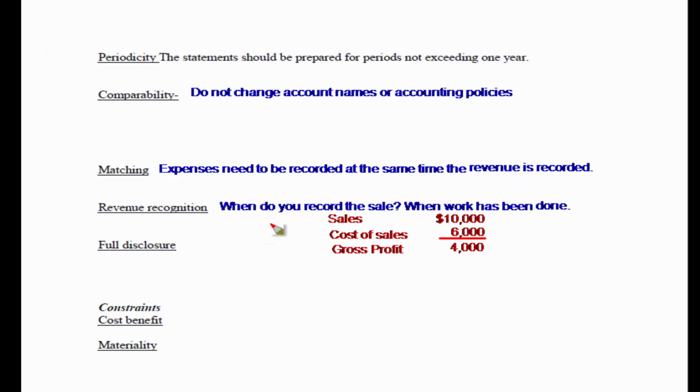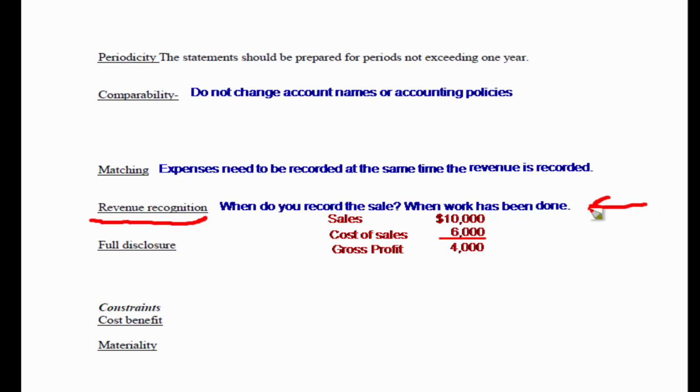So let's say that we received the cash for our sale in year 1, but we didn't pay for our inventory that we sold to our customer until year 2. We know we have to have the income statement at the same time in either year 1 or year 2, but when do we record it? Do we do it in year 1 or year 2? The revenue recognition principle is what answers that question for us.